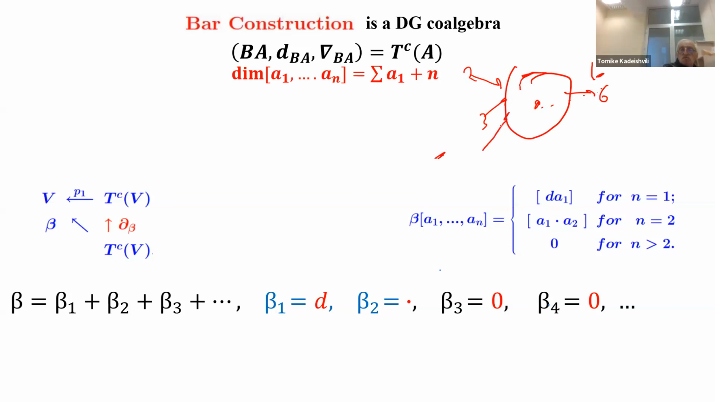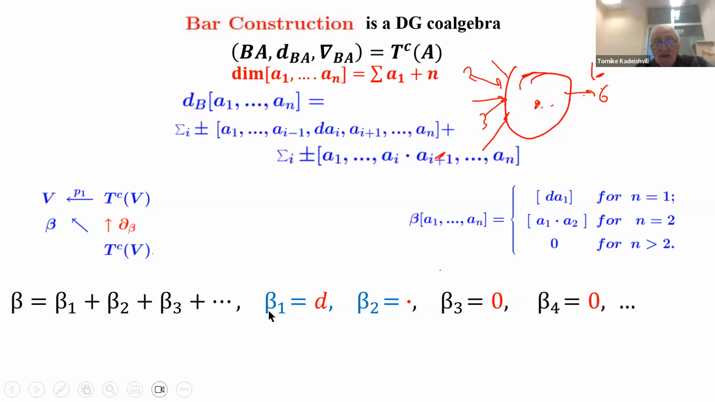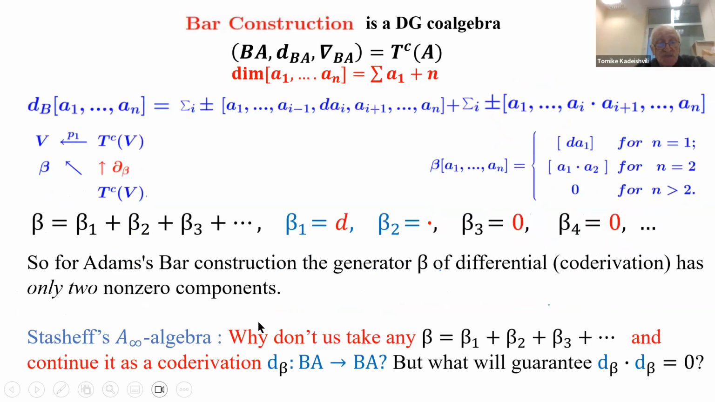Maybe 3 inputs or 4 inputs, 5 inputs. More informative algebraic operations. This was done by James Stasheff. B1 is a 1-argument operation: unary, I don't know whether there exists such a word, binary, ternary, and quaternary, and so on. And Stasheff's algebra, why don't we take any B1, B2, B3, and so on to continue it as a derivation?